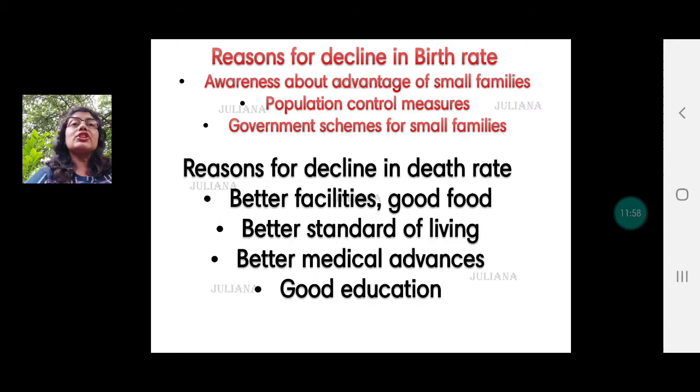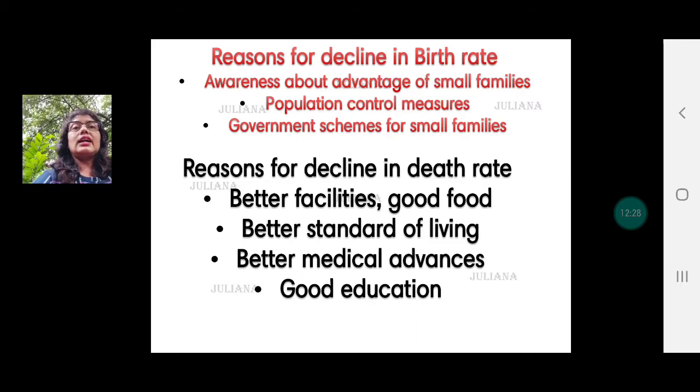Another is population control measures were made available to everyone. Also, population education was introduced in our school curriculum. Earlier, talking about population was a taboo. Nobody would speak openly about children being born, population growth and population control measures. But now the government realized that awareness has to be made from school level, and therefore this topic has been introduced in our school curriculum as well.